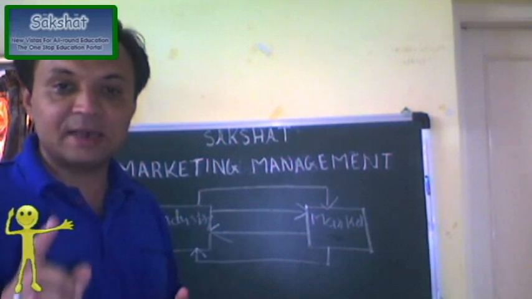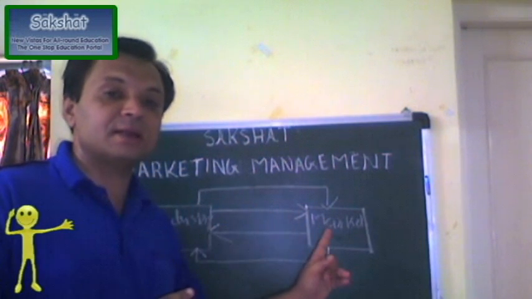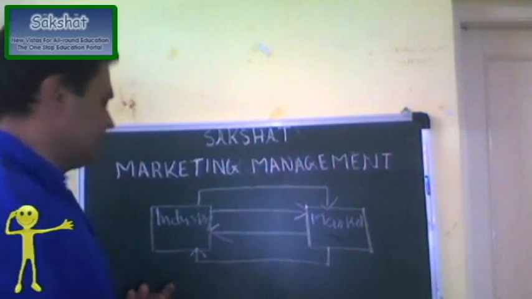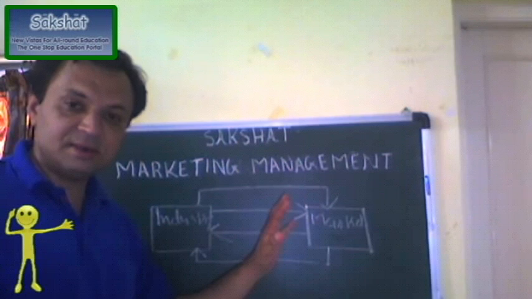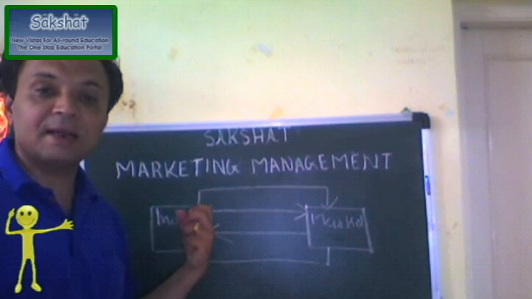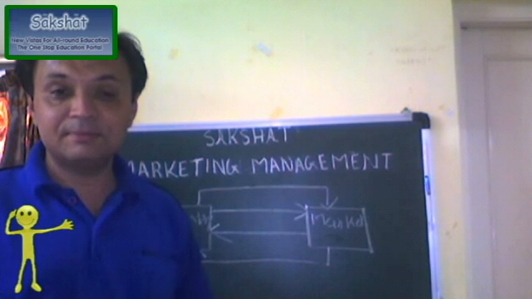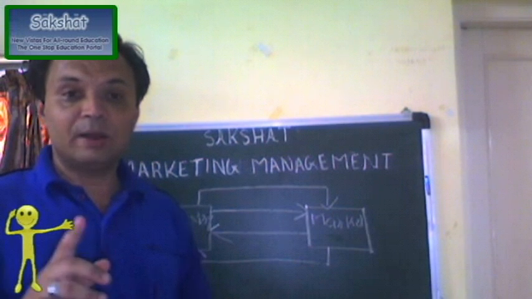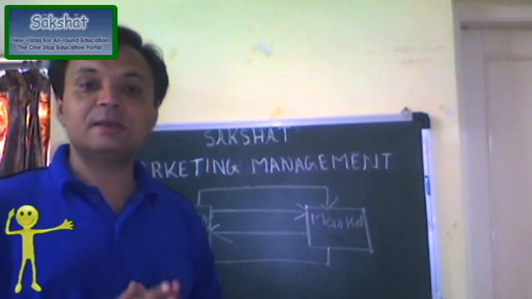Price is the exchange value of that particular product which is given from this side to this side, I mean to say industry to market. Let us say product versus price. I mean to say some goods or some services or some ideas are given, and in exchange of that some price, some money or some other product is taken. Product versus product is known as barter transaction, while product versus money is known as monetary transaction.